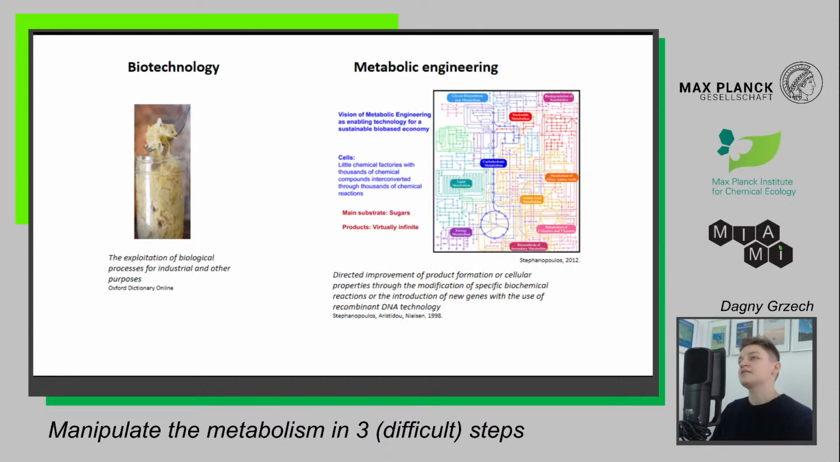Okay, and now I just wanted to introduce to you three main areas of research that focus on providing tools for the manipulation of metabolism. So starting with the first one, biotechnology, and I think this is the oldest one, I would say. Probably. And biotechnology is defined as the exploitation of biological processes for industrial and other purposes.